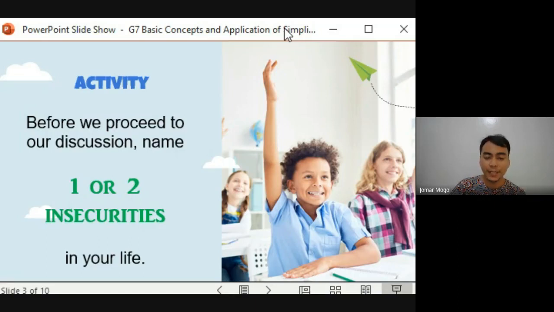I'm going to use a random name picker wheel to select the students who will do this activity. As of now, the wheel is spinning. I will tell you the name of the chosen one once this wheel stops. It is spinning and getting slower. The first to answer is none other than Mark. Mark Christian Digal. Okay, is Mark Christian Digal here? Yes, he's here. Please do this activity: name one or two insecurities in your life.